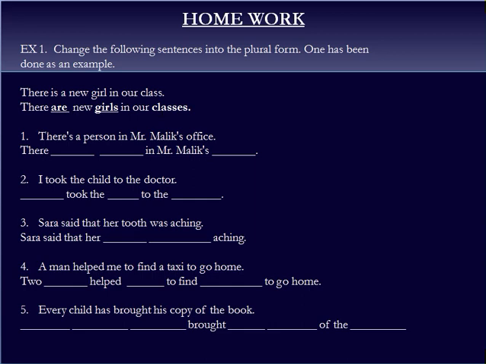So in the same way the sentence is given and brackets are given underneath. Whichever words are missing, you have to change them accordingly. The nouns and the verbs both. So there's a person in Mr. Malik's office. There dash dash in Mr. Malik's office. So the first blank here is for the verb is, the second blank is for the noun person, and the last blank is for the noun office. So in the same way you have to do the rest of the exercise too.